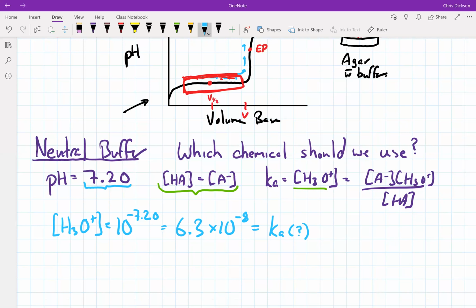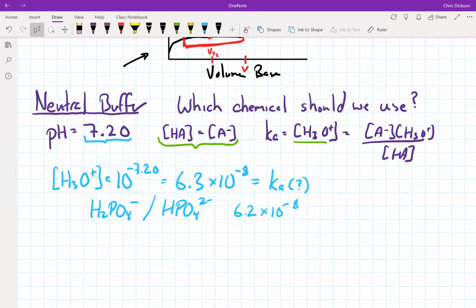So looking at the data table, I can see H2PO4-, and HPO4 2-, that's the conjugate base. Those two chemicals have a Ka value of 6.2 times 10 to the minus 8. So it's not perfect. I mean, it's not going to be exactly that. But how would I write this up?